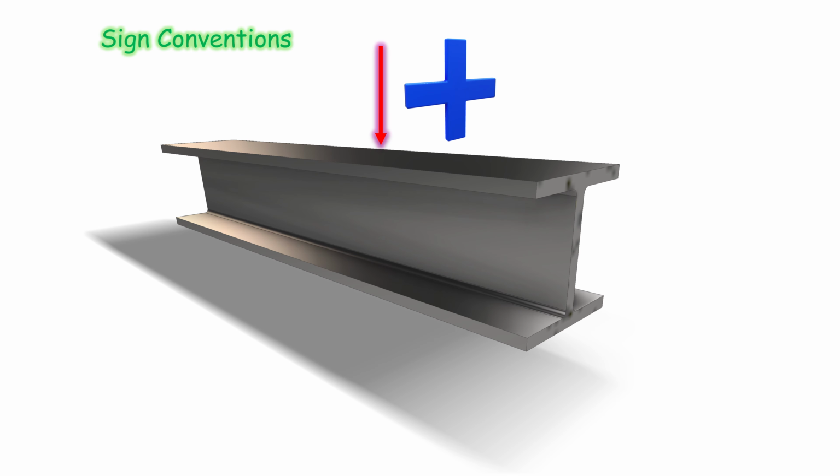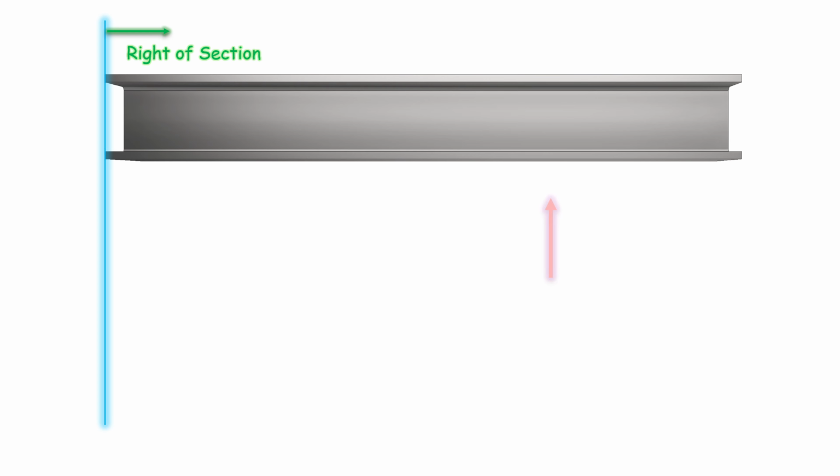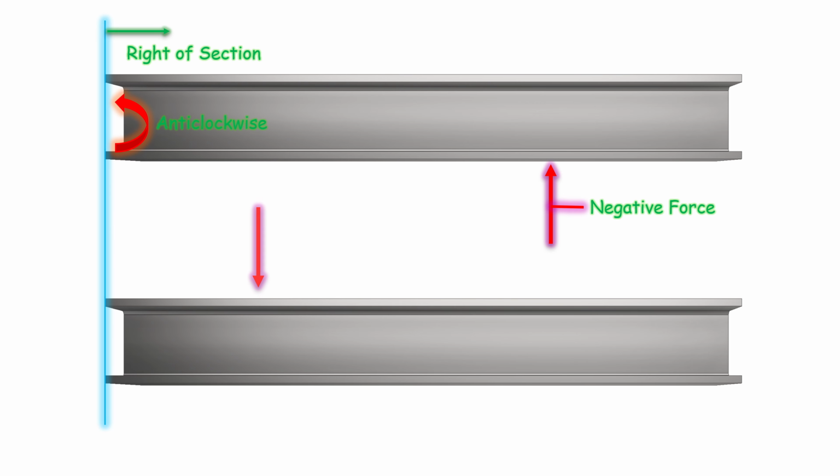Applied forces are positive if they are acting in the downwards direction. A shear force which tends to rotate the beam in anti-clockwise direction is negative, and a shear force which tends to rotate the beam in clockwise direction is positive.